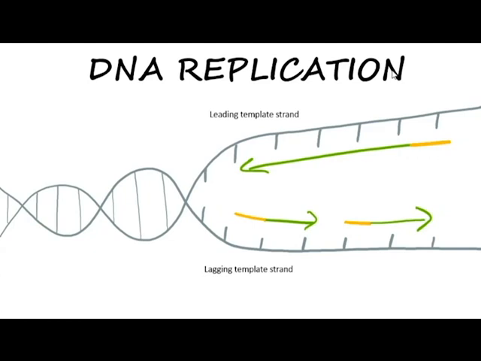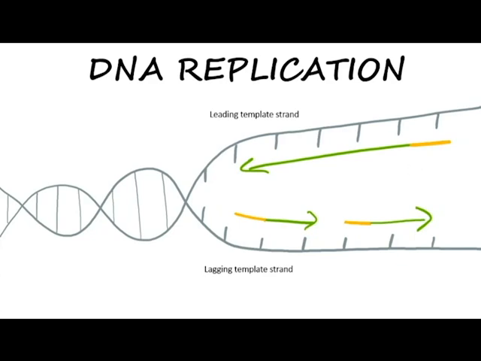Semi-conservative is a term that describes that the pre-existing strands of DNA will act as the template for synthesizing new strands of DNA. Hence, the new DNA will consist of one old strand and one new strand.